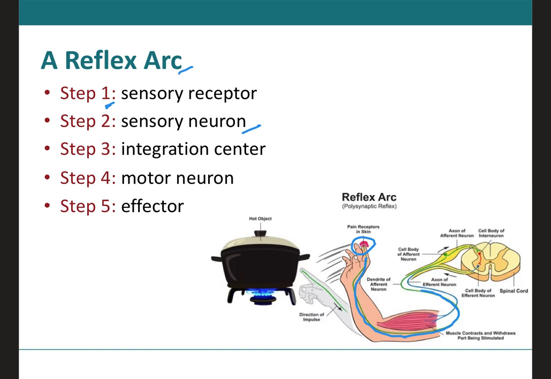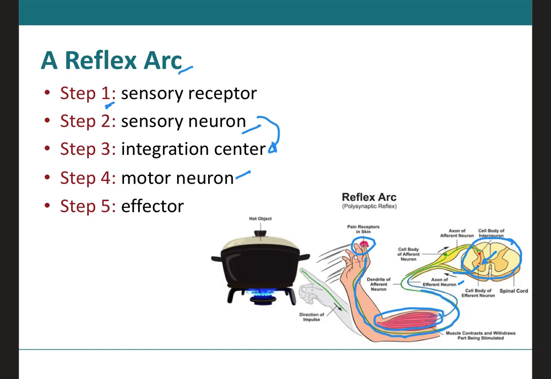And where is this integrating center? The integrating center is in the spinal cord. So the information from the sensory neuron will always arrive at the spinal cord, which again is part of the central nervous system. Therefore, step 3 is the integration center, which is the region of the gray matter in the spinal cord that will process this sensory input. Then step 4 is the motor neuron, where axons will conduct action potentials from the integrating center to the effector. And step 5 is the effector, which can be a muscle or a gland that will respond to the initial stimulus at the receptor site. So these are the 5 steps of a reflex arc.